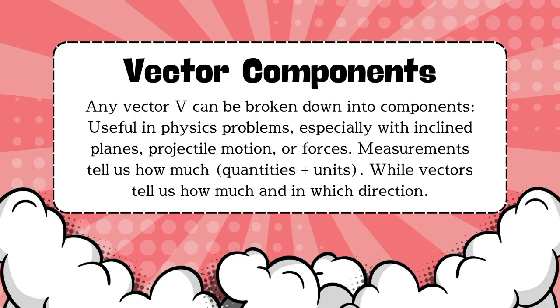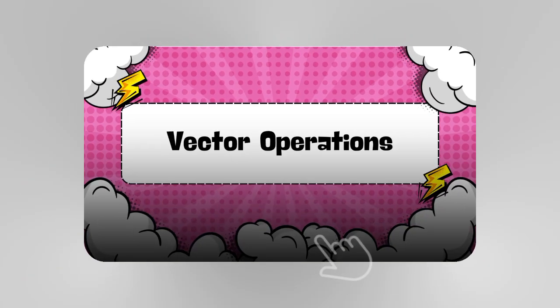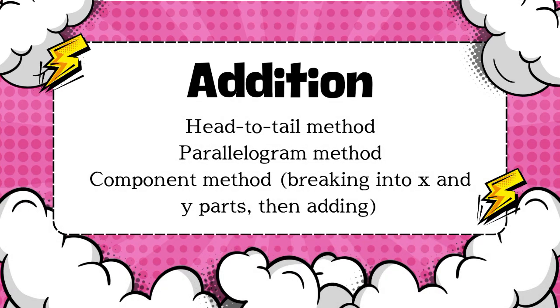Measurements tell us how much a quantity is, plus its unit. Vectors tell us how much and in which direction. Vector operations. Number 1. Addition. Head-to-tail method, parallelogram method, component method. Breaking into x and y parts, then adding.